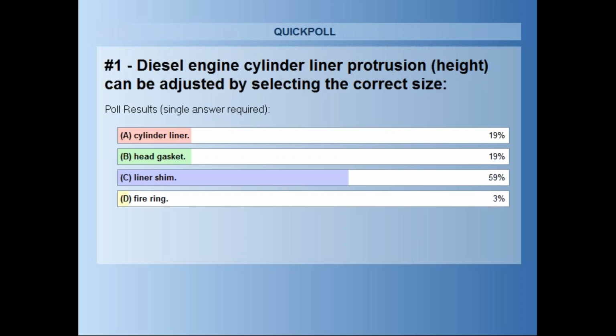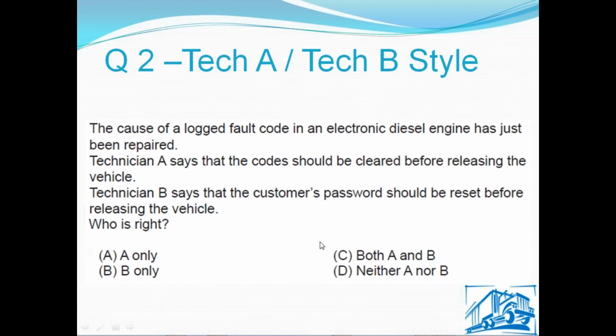All right, I've got to, okay, excuse me just a second. Let me hide the poll. There we go.